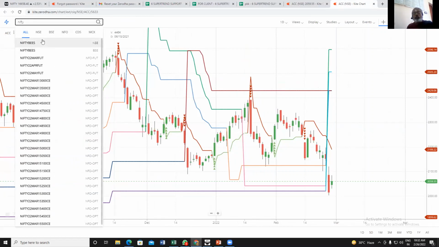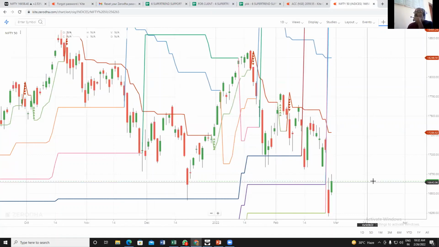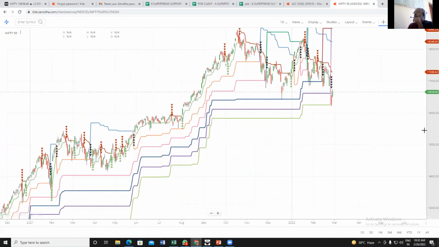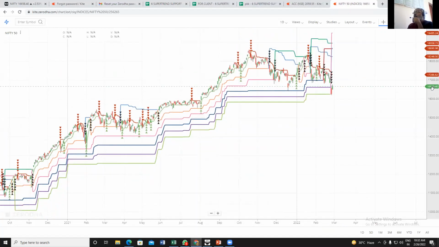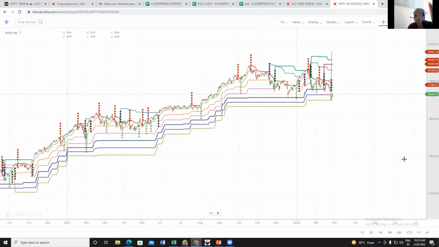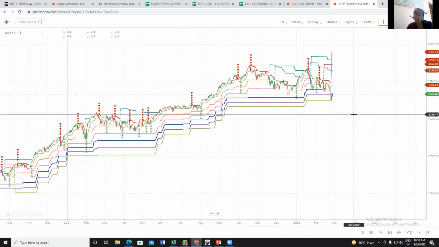Nifty spot. Nifty 50. Now see here also, there is no support showing. This is working correct. But you are not getting 6 levels in this Zerodha. There is only 1, 2, 3, 4, 5. I don't know where the 6th level is, why it is not showing. So this is an issue with certain software. So you should be comfortable with wherever you are looking.